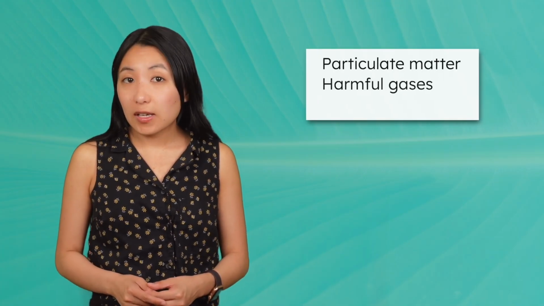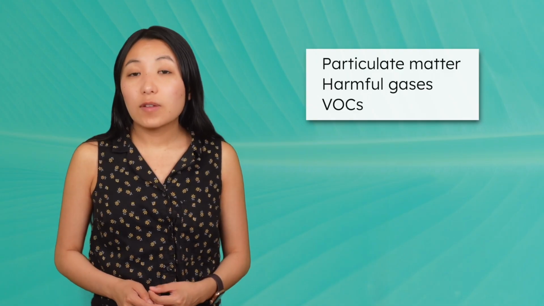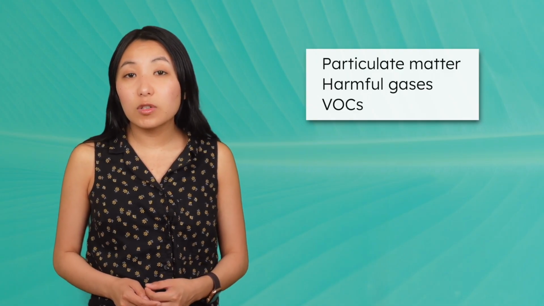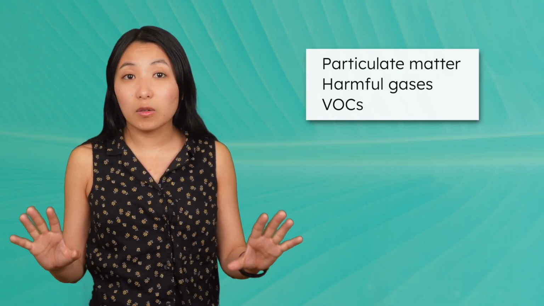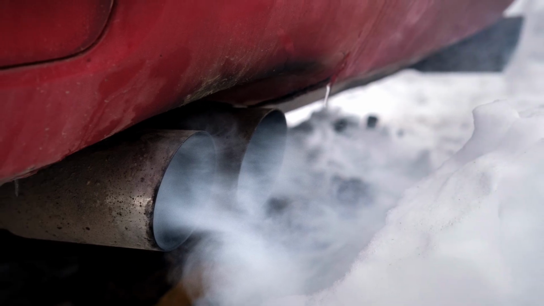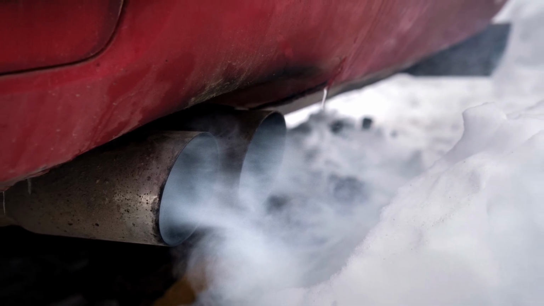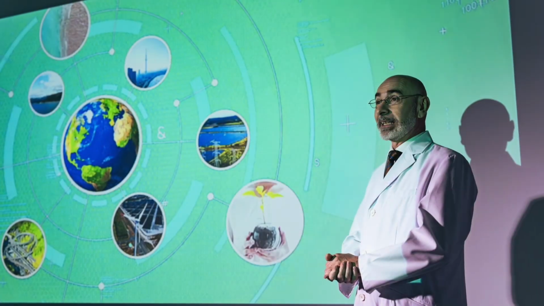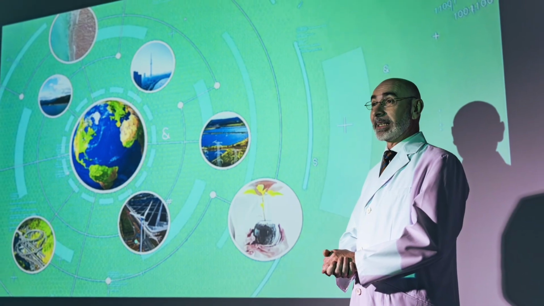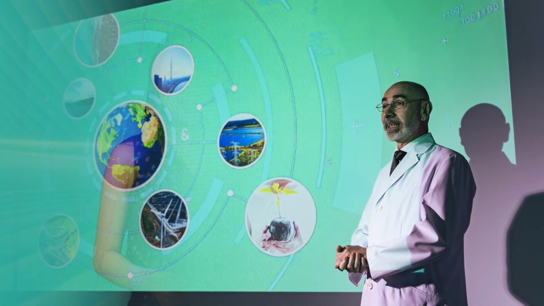Outdoor air pollution, whether it's particulate matter, harmful gases, or VOCs, can travel long distances and affect communities and ecosystems far away. Understanding different sources of air pollution and their effects allows us to make more informed choices, both as individuals and as a society. That way, we can protect not just our local communities, but the Earth as a whole.